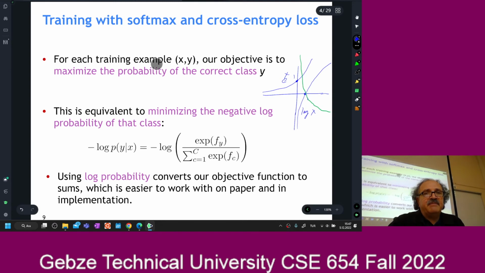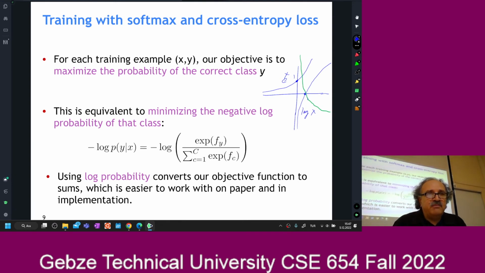For each training example XY, our objective is to maximize the probability of the correct class. Given this car's price and car's age, I know if I am going to buy it or not buy it in the training case, not the run case or the test case. I would like to maximize the probability of the correct class. If it's a buy, I would like the probability to be 1.0 for the buy. If it is no buy, I would like its probability to be 0.